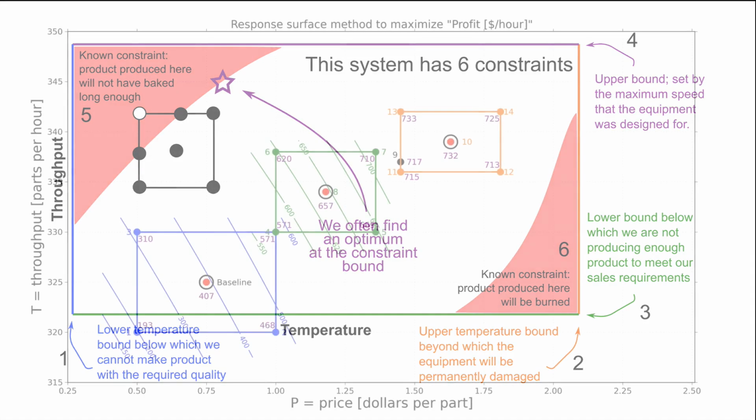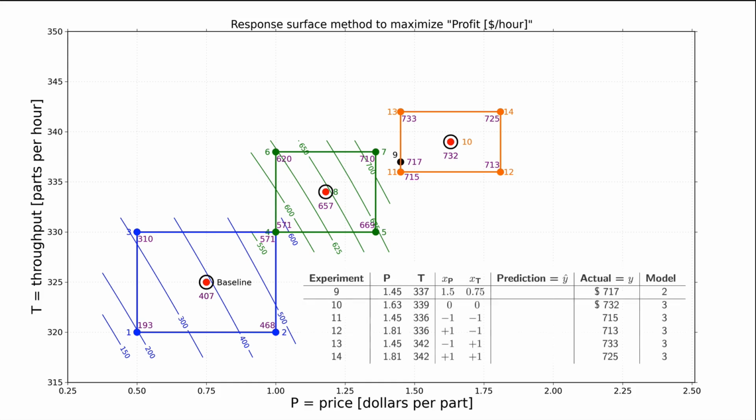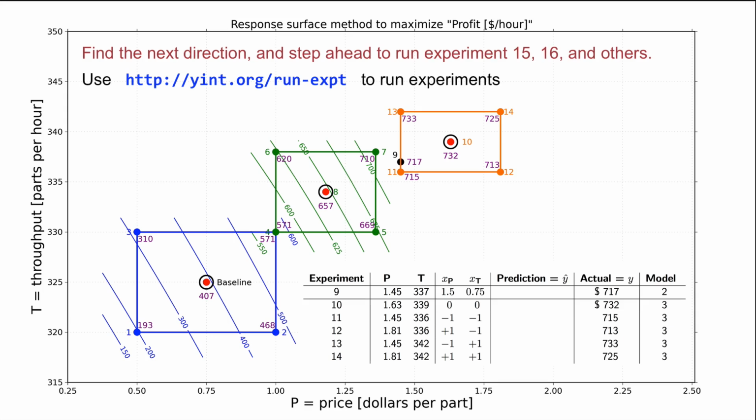So that's the end of this video. In the next video, we'll resume going back to the factorial with this baseline at point 10. Where would you run your next experiment? Use the tool on the website and try a few runs yourself before watching the next video.